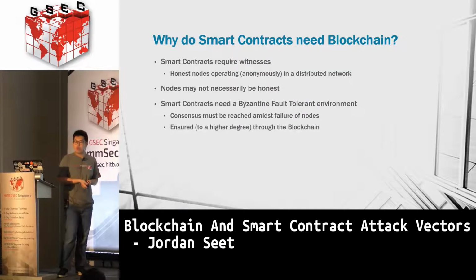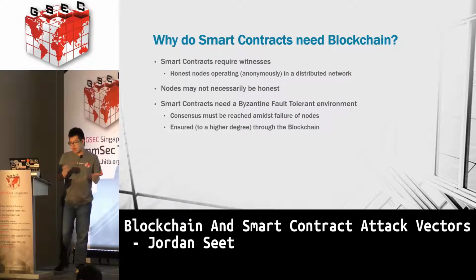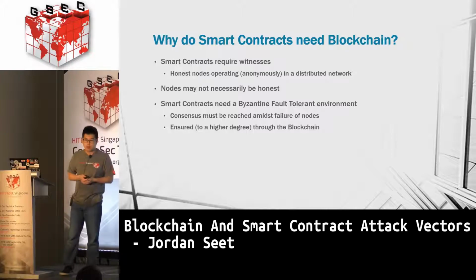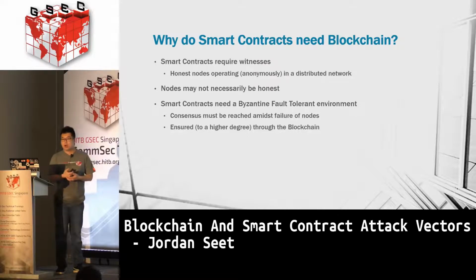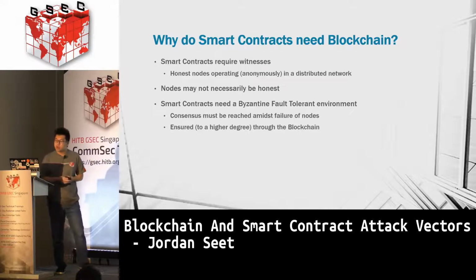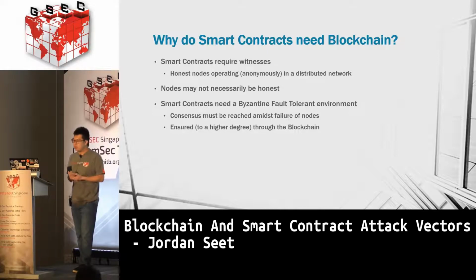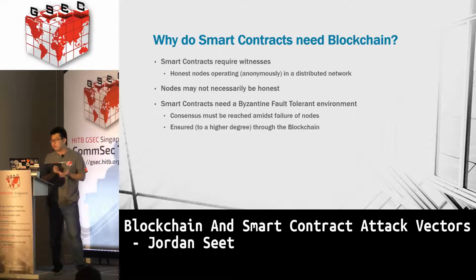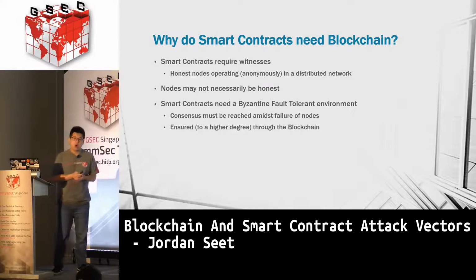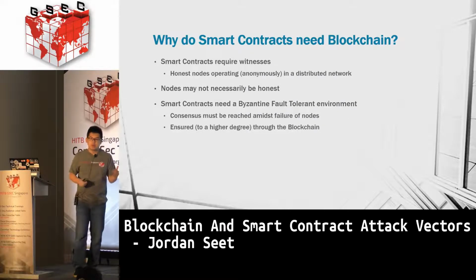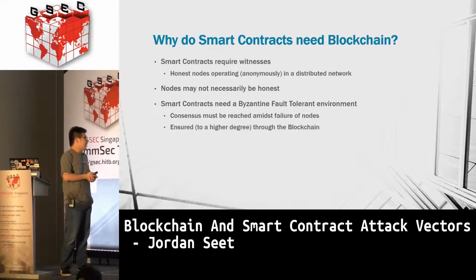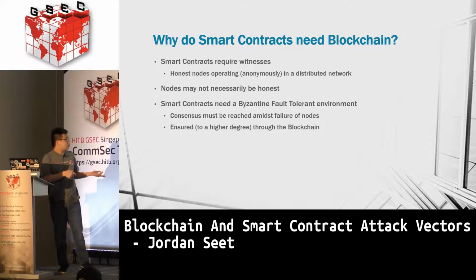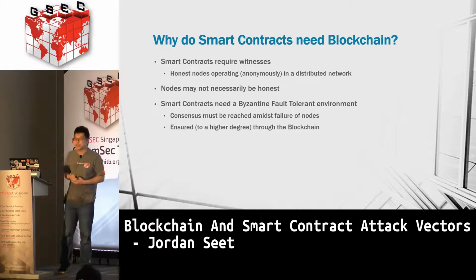So smart contracts require witnesses in the form of honest nodes operating in the network. So you may see the word anonymous, but that's mostly in public blockchains. In private blockchains, it's wholly possible to identify which node belongs to whom. So the problem is nodes may not necessarily be honest. And smart contracts require what we call a Byzantine fault-tolerant environment. So consensus on the network must be reached, even though there's failure of the nodes. Imagine if one node fails among a sea of 1,000 nodes and the entire system breaks down. That doesn't make sense, right? I'd rather use AWS. So in essence, smart contracts are ensured this consensus to a higher degree through the blockchain.